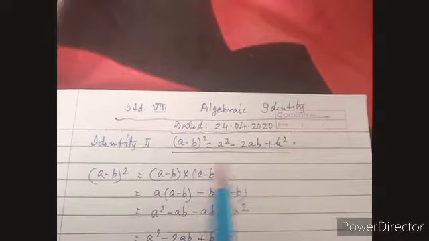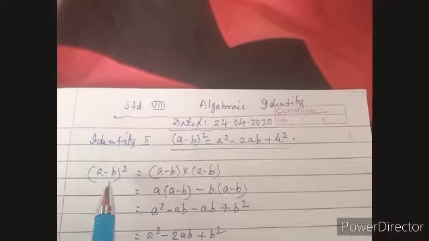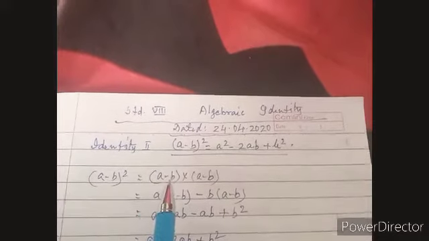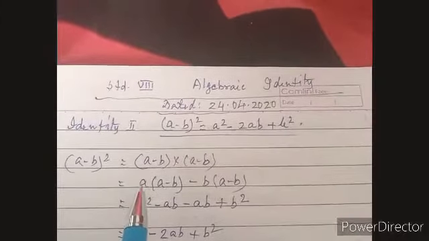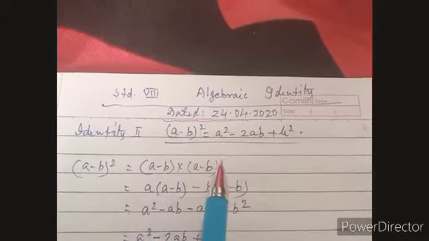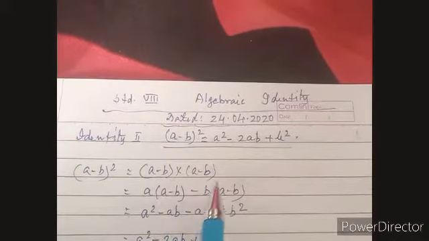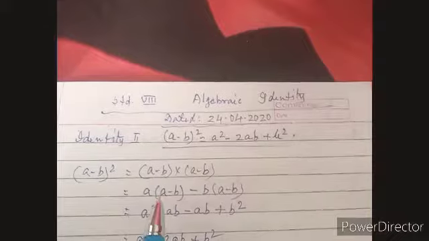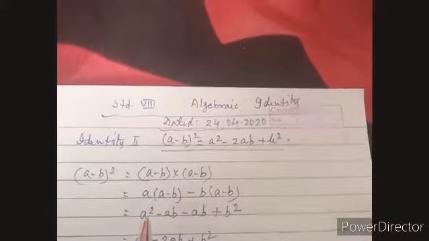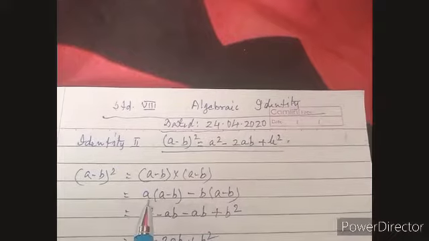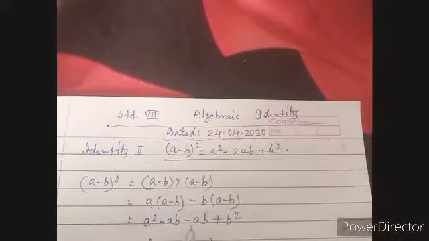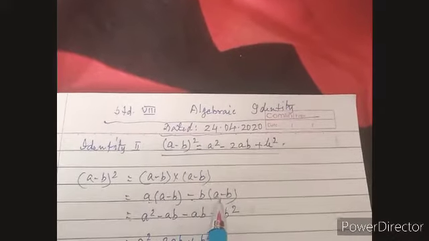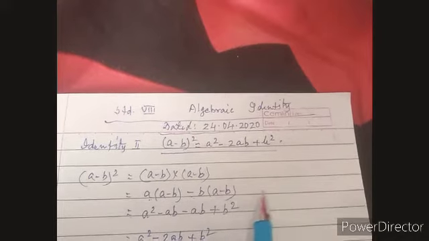So for that, (a minus b) whole square is equal to (a minus b) whole into (a minus b). So here we are having a into (a minus b), again minus b into (a minus b). You know the art of multiplication. In class 7 we have studied. So it is a into a, a square, minus a into b, minus ab. Now here, minus b into a, minus ab, and minus b into minus b is equal to plus b square, because you know minus into minus is equal to plus.